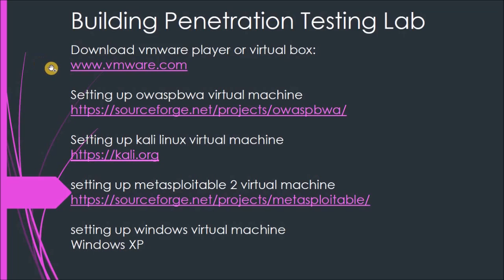After downloading the VMware player, you can install it on your computer system, and the second virtual machine we need to download is the OWASP BWA applications. We will download these and install it to test the web application vulnerabilities.